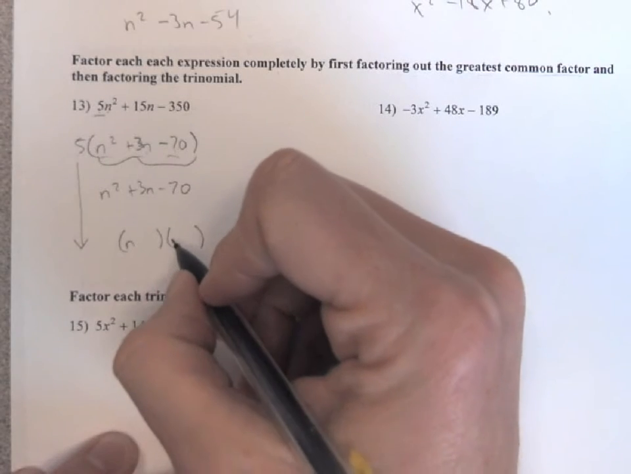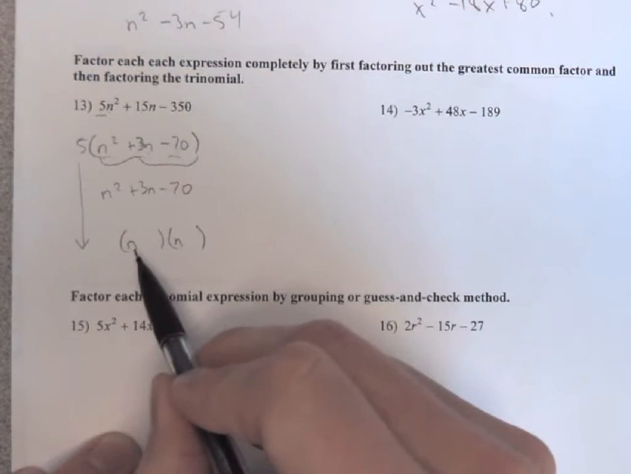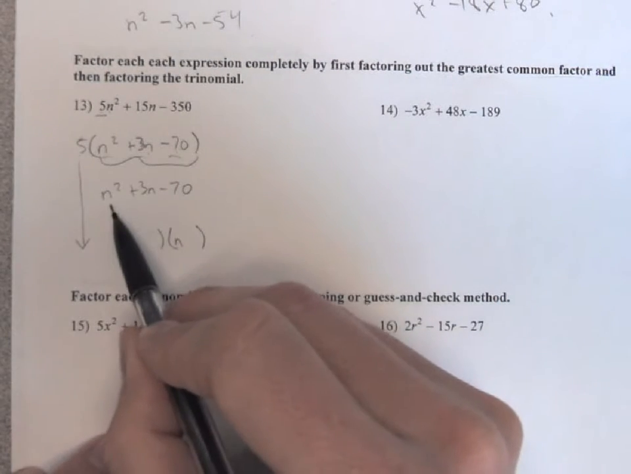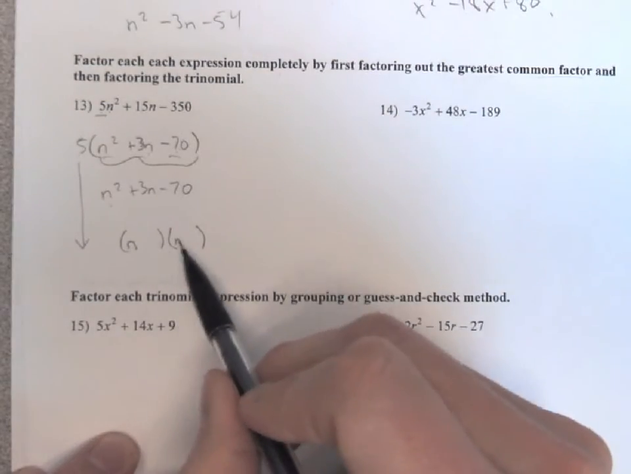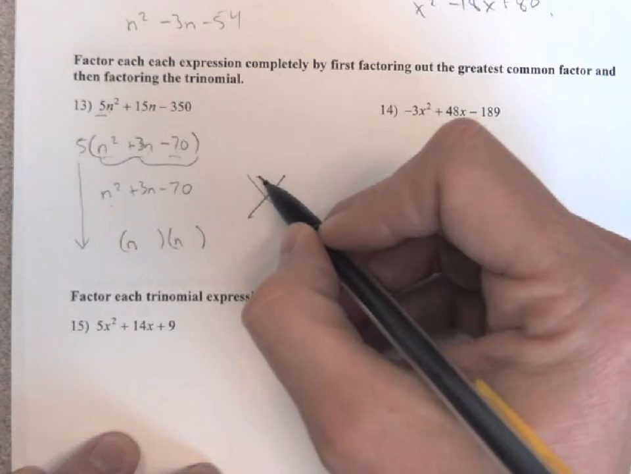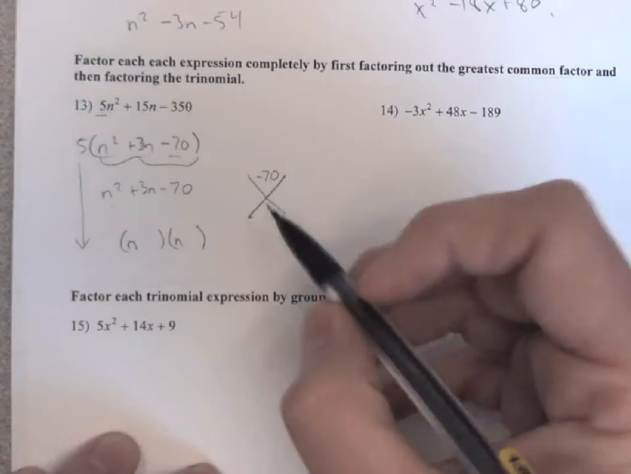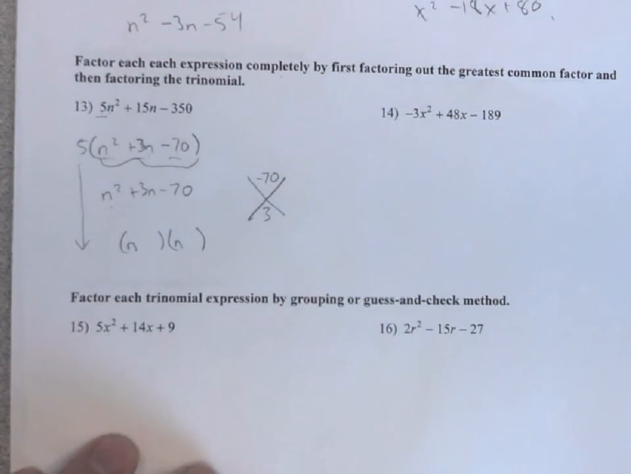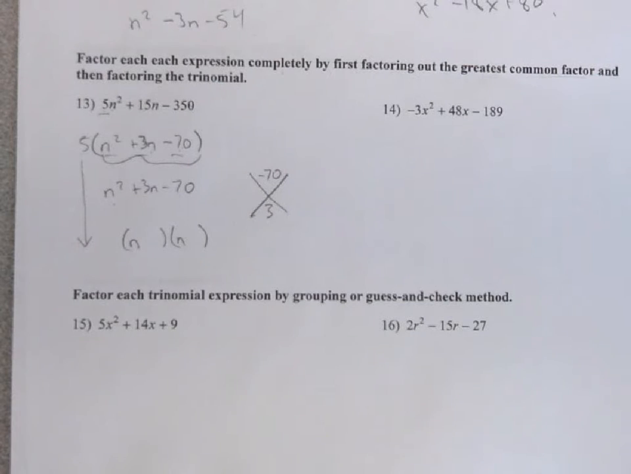We know we need to have an n and an n here because when we FOIL, n times n will give us n squared. Okay, the numbers that go back here are going to have to multiply to a negative 70, and they have to combine to a 3. Okay, so we got to think of things that multiply to negative 70 but combine to 3, and that means they're going to be pretty close.